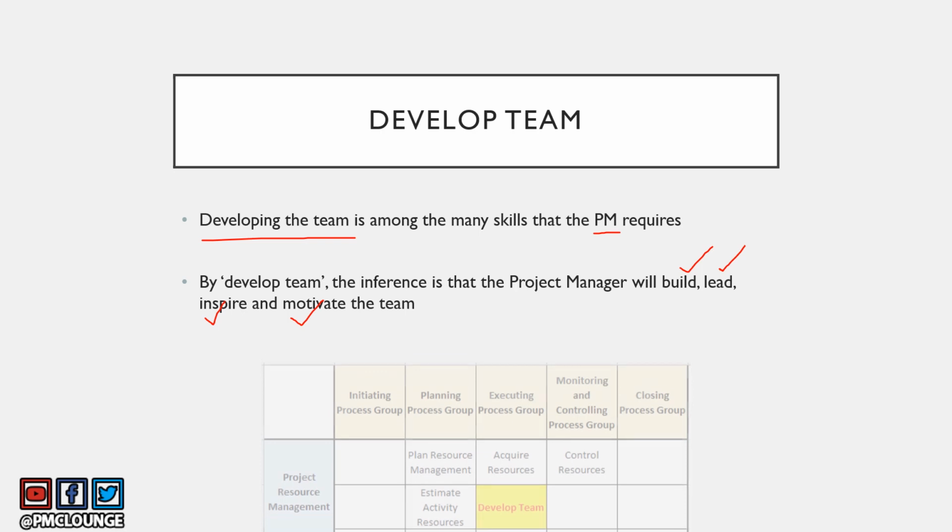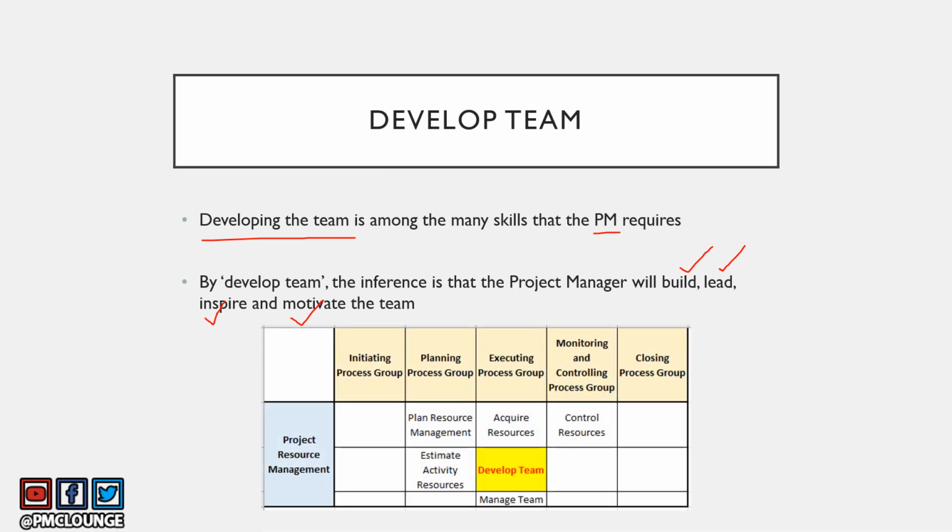Now, where are we? The classic question. We are in the develop team process. This is part of resource management knowledge area and executing process group.